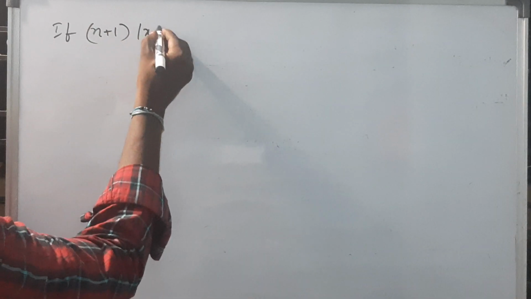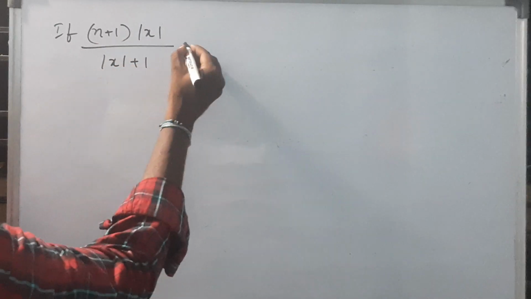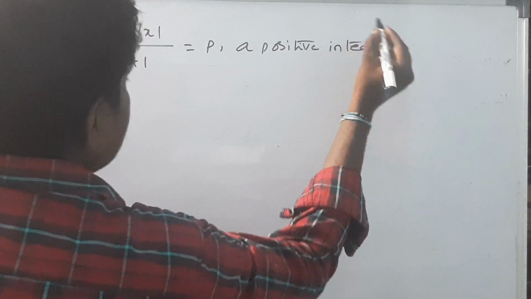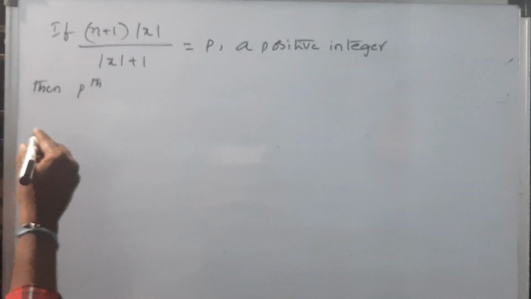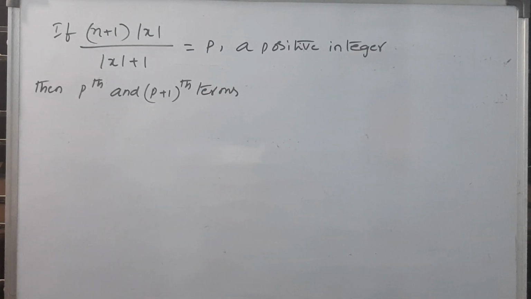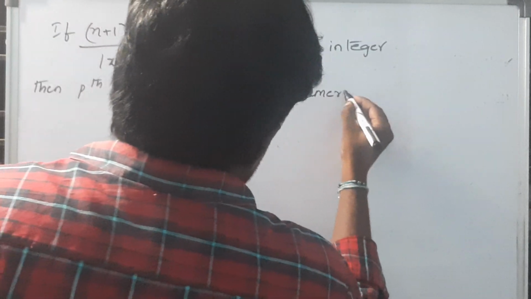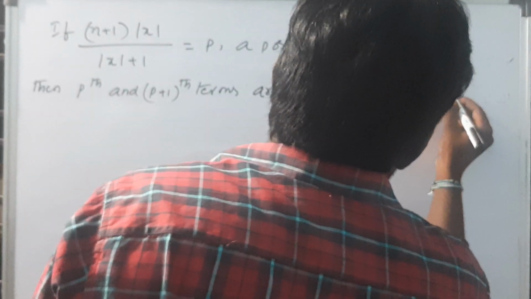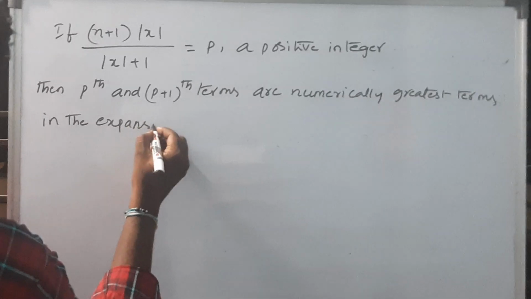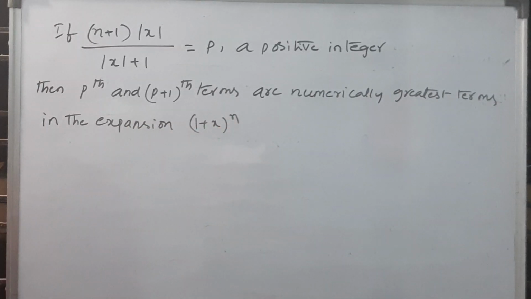Next, if (n + 1)|x| / (|x| + 1) is equal to p, a positive integer, then the pth and (p + 1)th terms are the numerically greatest terms in the expansion of (1 + x) whole power n.